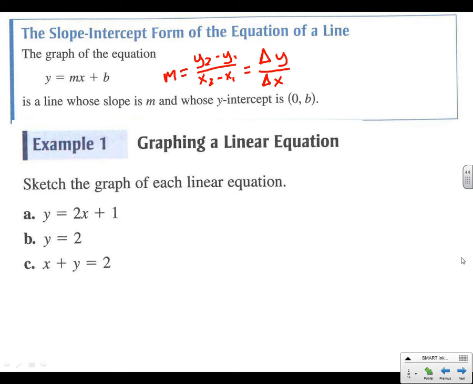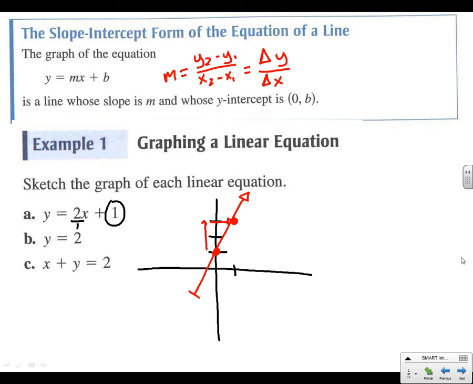Let's sketch the graph of each linear equation, and we'll do it all on one graph. The first one, y equals 2x plus 1. My intercept is 1, so I'm going to go up 1 and make a dot. From there, my slope is 2 over 1, so I'm going to go up 2 and right 1 from that red dot. I end up right here, and we can connect those two dots to get the sketch of our line.